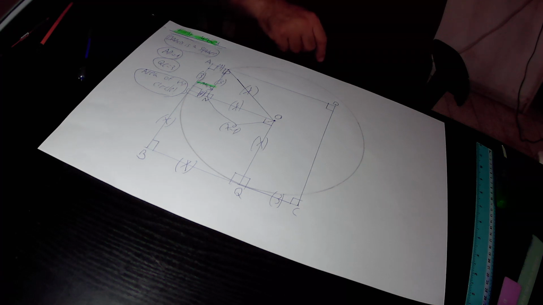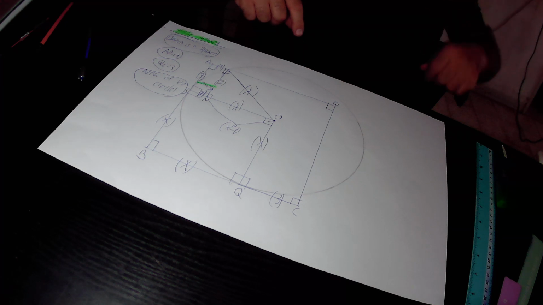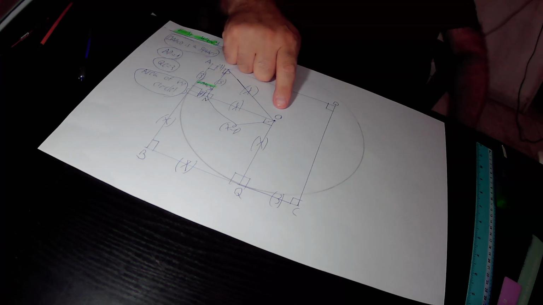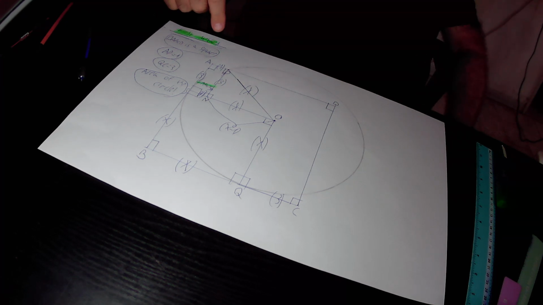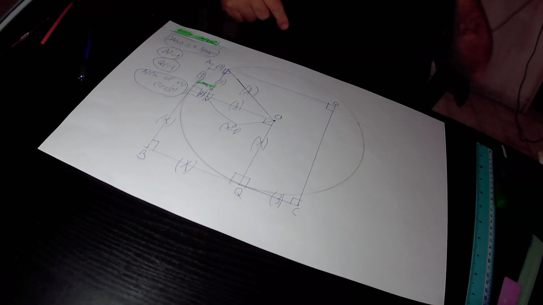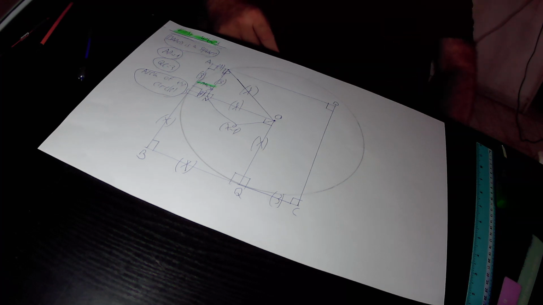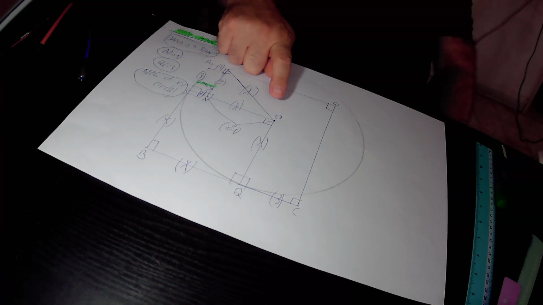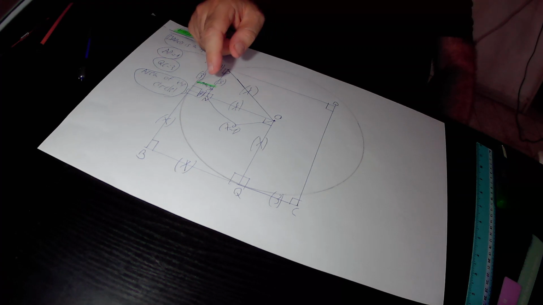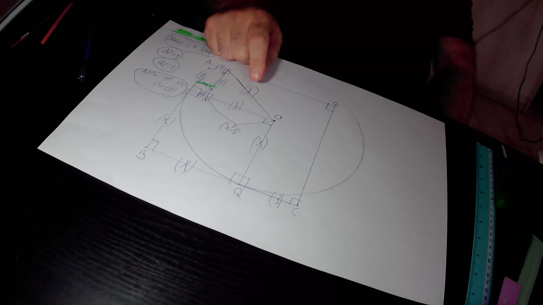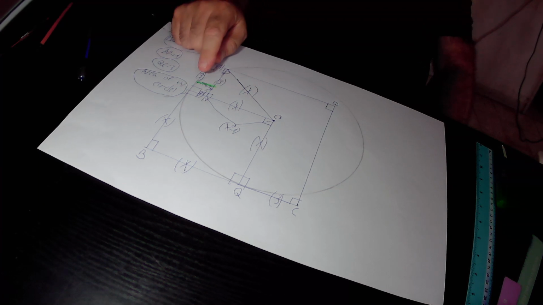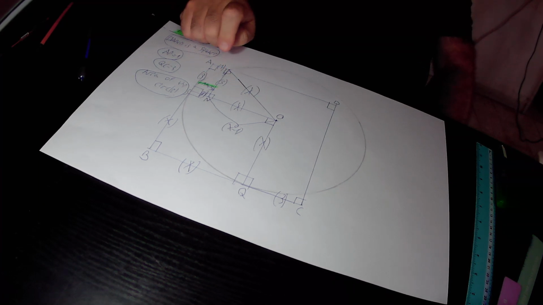So, first of all, we define the center of the circle. This point is point O. We define the point of tangency of tangent AB with this circle. This point is point S. We define the radius of this circle as x. We join points O and S together by a straight line. OS is the radius of the circle, which is equal to x.